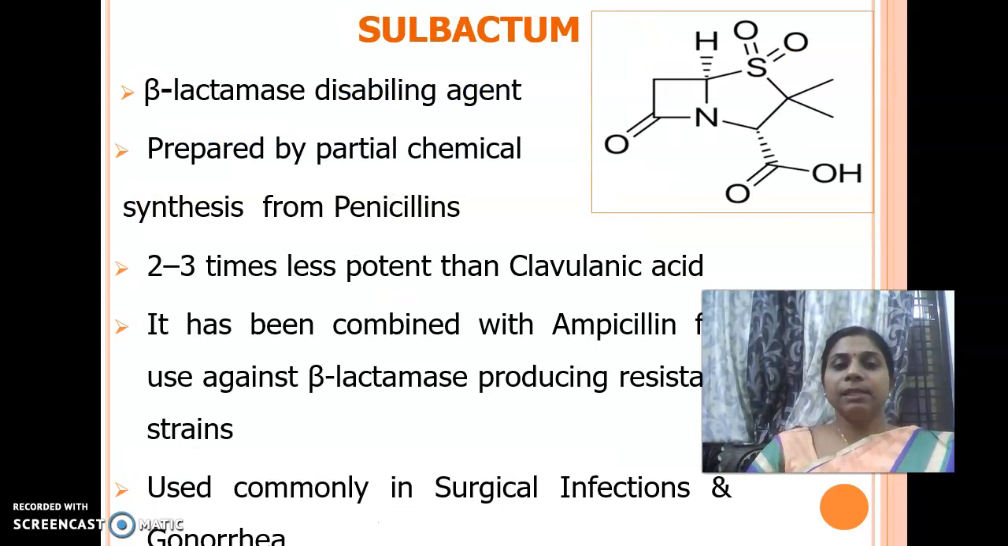The next example is sulbactam. Sulbactam is again a beta-lactamase disabling agent. It is prepared by partial chemical synthesis from penicillins, and is 2-3 times less potent than clavulanic acid. It has been combined with ampicillin for use against beta-lactamase producing resistant strains. It is used commonly in surgical infections and gonorrhea.